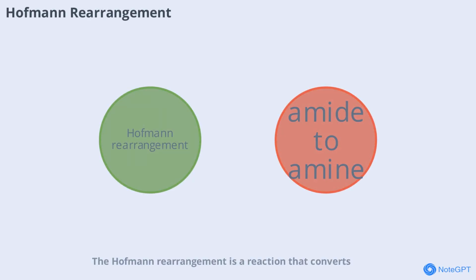The Hofmann rearrangement is a reaction that converts amides into primary amines with one fewer carbon atom. This reaction uses bromine and a strong base and is particularly useful for preparing amines from carboxylic acid derivatives.